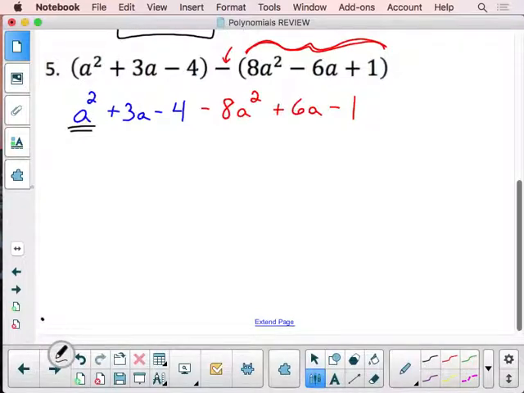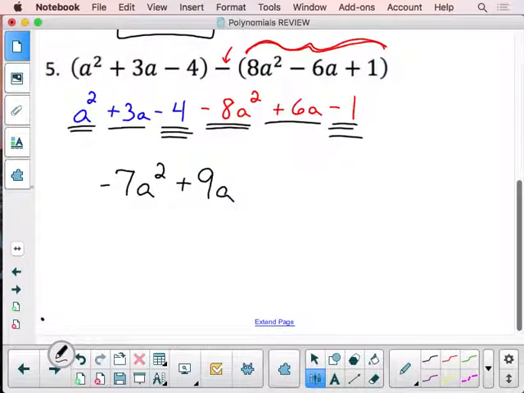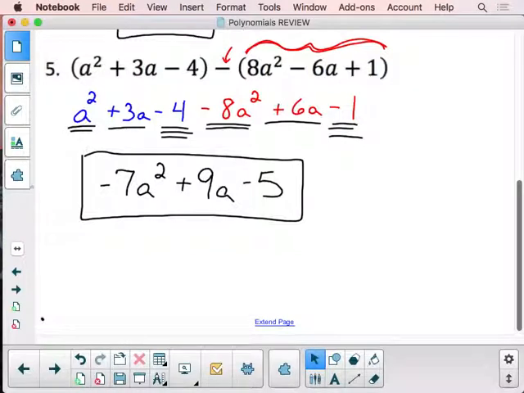a squared minus 8a squared would be negative 7a squared. Plus 3a and 6a added together give me 9a. And finally, negative 4 and negative 1, again, two negatives do not make a positive when we're just adding together. They just make a whole bunch of positives and I get minus 5. And that's what our solution would be for number 5.